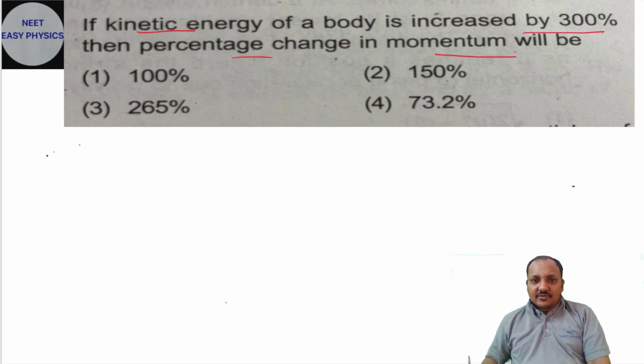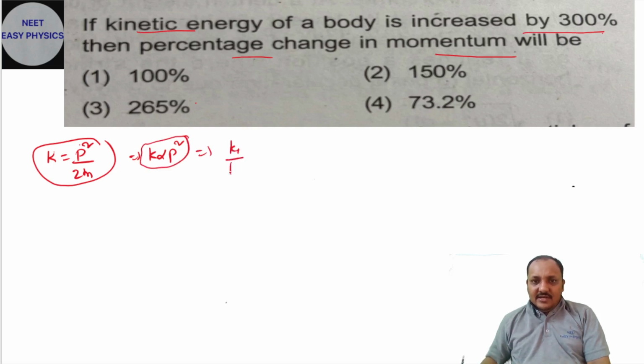So we should first know the kinetic energy and momentum relation. K is equal to P square by 2m. So from this, K is directly proportional to P square. So from this equation we can write K1 by K2 is equal to P1 square by P2 square. Our first video on directly proportional and inversely proportional is based on this equation, but in place of K came, in place of P came.